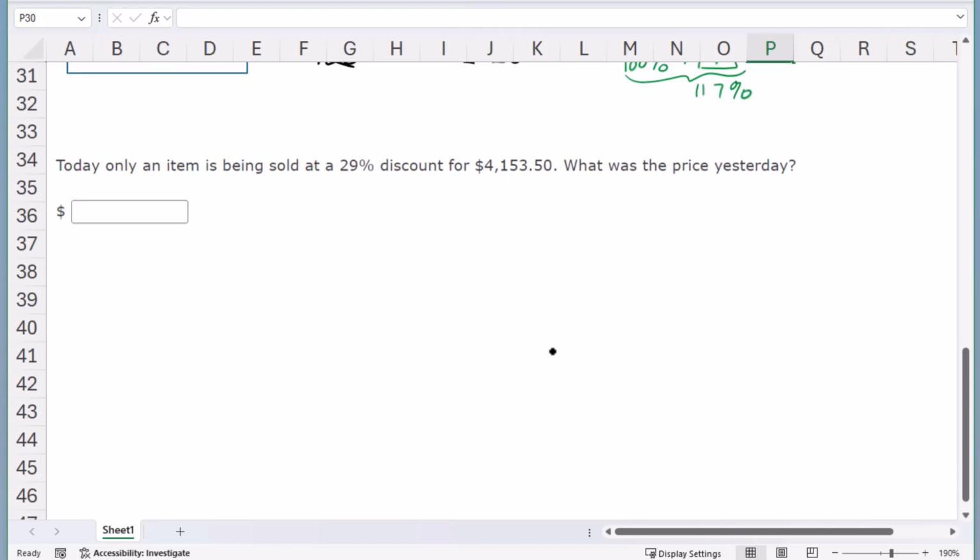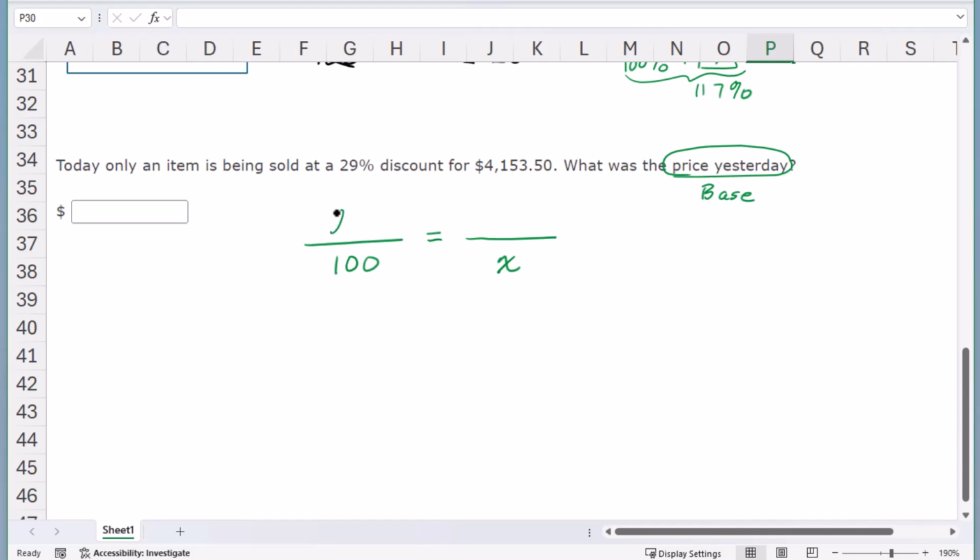Next one. Today only, an item is being sold at a 29% discount for $4,153.50. So let's set up our percent over 100 is equal to an amount over the base. What was the price yesterday? Okay, that's the before price, that's the base. That means that this X goes in the base position.